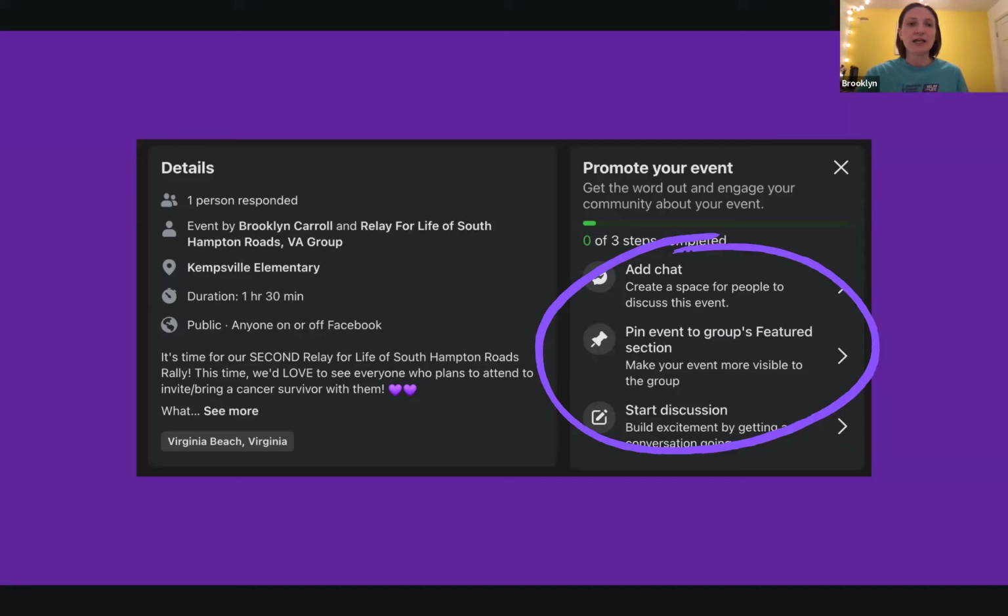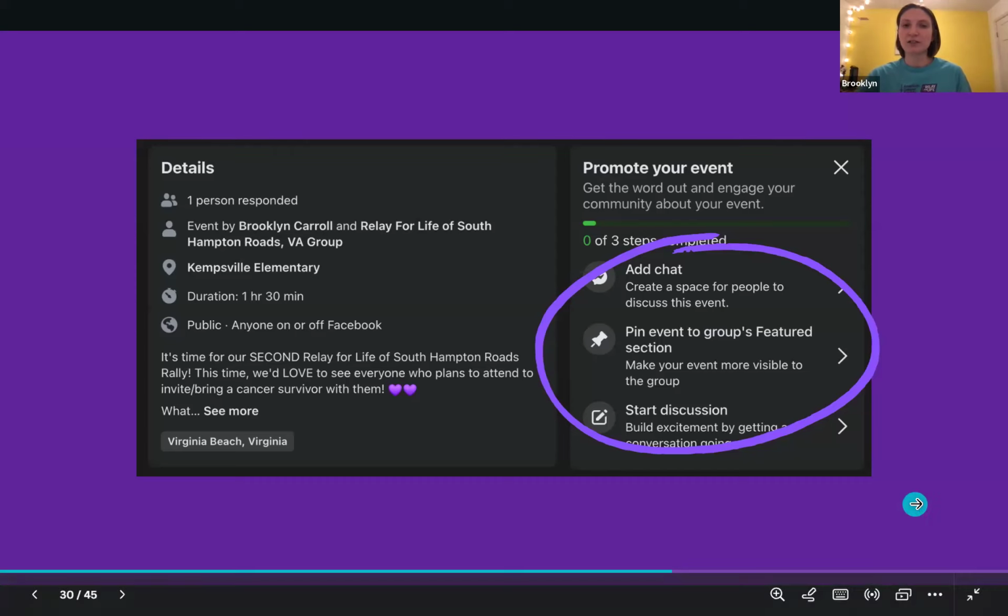So that's just a handy little tip there. And aside from creating events for fundraisers as a great means for engagement, I also had success with polls.